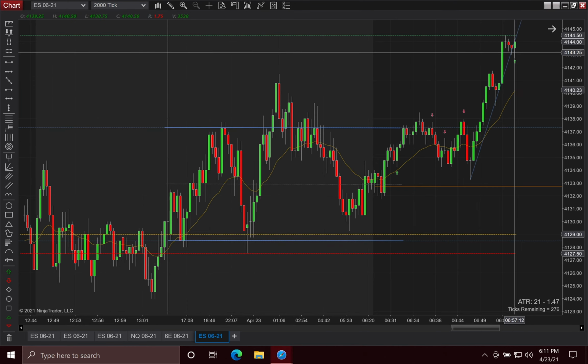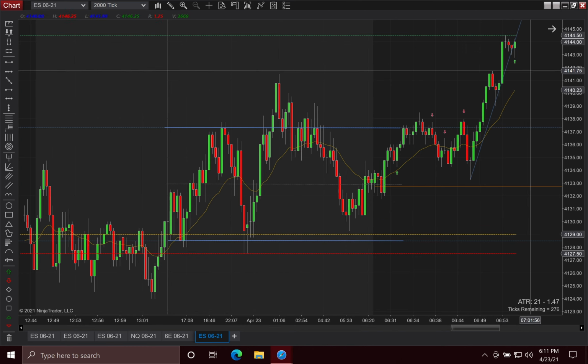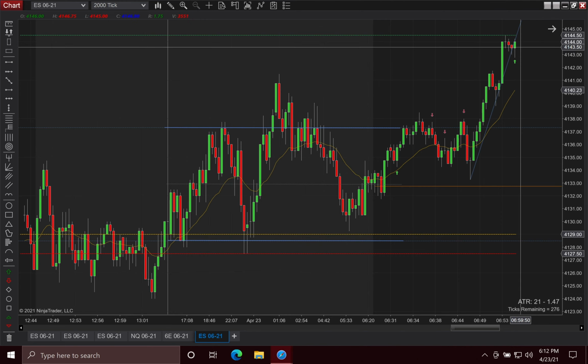We're off this trend line, off the key entry point. This market is super, super bullish. Just got to find reasons to get long.